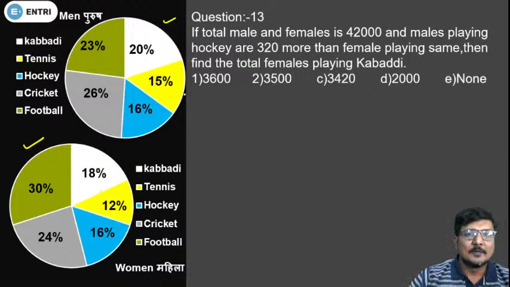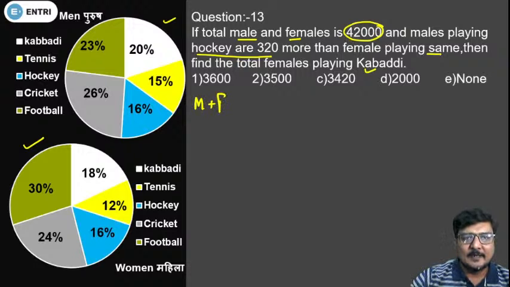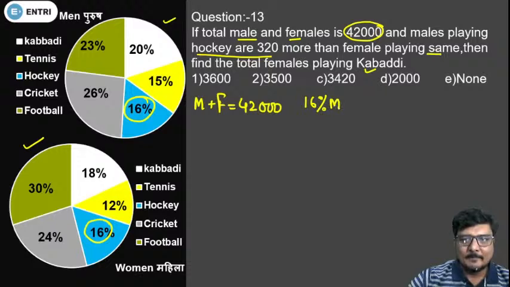Okay students, the question is saying if the total of males and females is 42,000 and males playing hockey are 320 more than females playing the same, then find the total females playing kabaddi. So we are given the information that male plus female is equal to 42,000, and males playing hockey are 16% and females playing hockey are 16%. So 16% of male and 16% of female, the difference is given as 320.